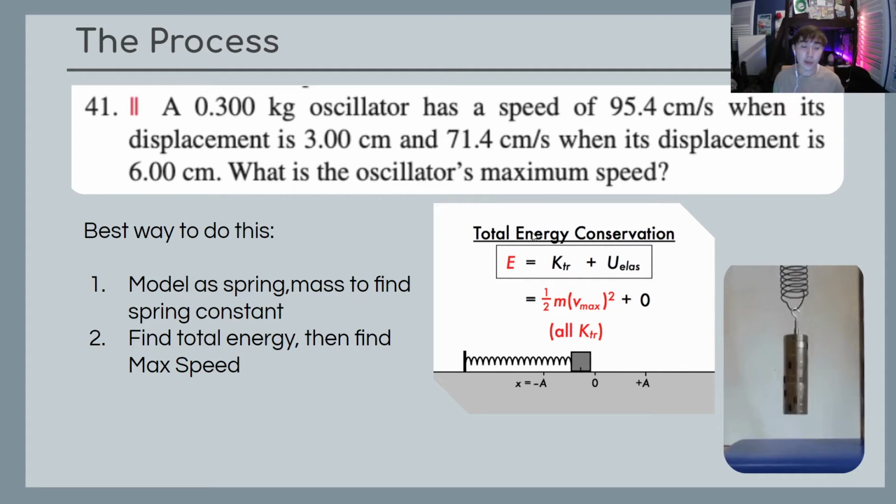To find this, we're going to model these 2 points as a spring and a mass to find the spring constant from the system, and use that spring constant to find the total energy in the system between the 2 points together, and then find the max speed from that total energy with the assumption we make later in the video.